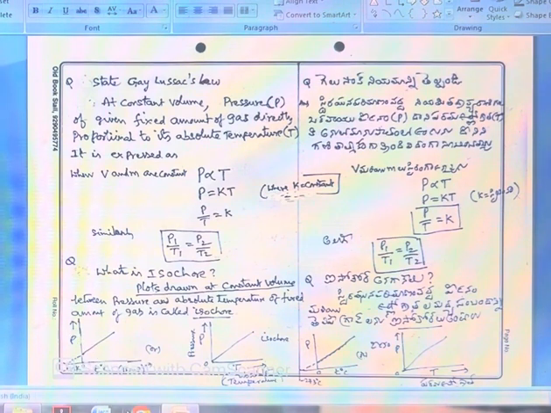So, Gay-Lussac's law is also called Charles Gay-Lussac's law.